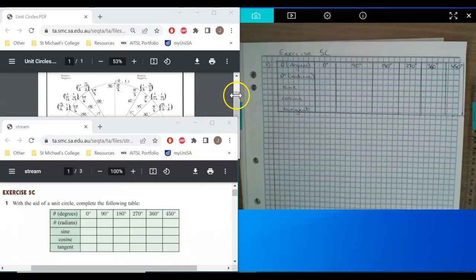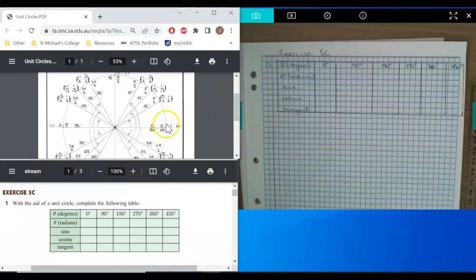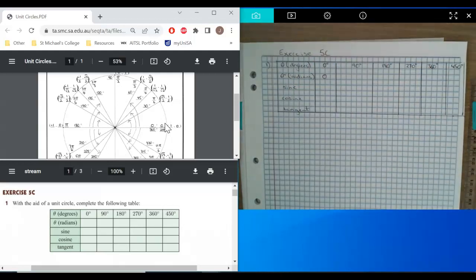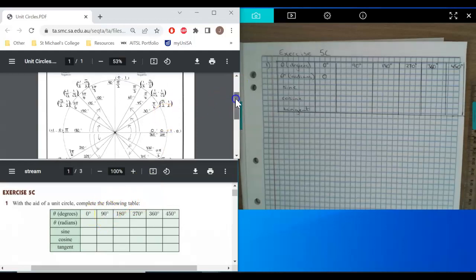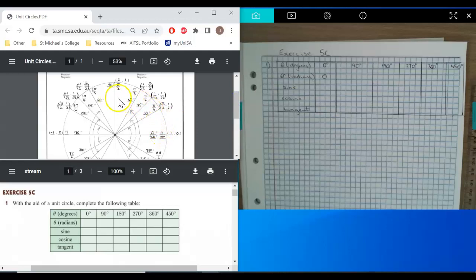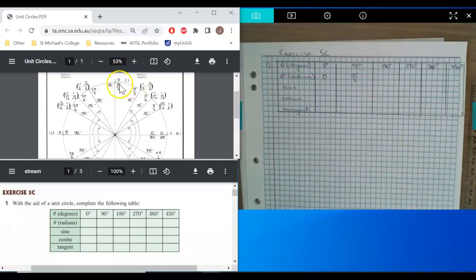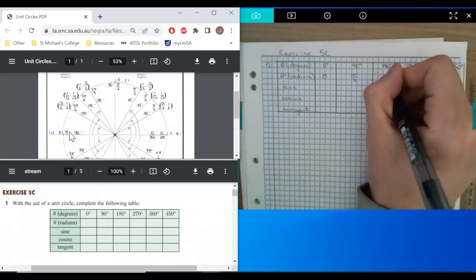So 0 degrees, we know that 0 degrees is at the positive x-axis. At 0 degrees the number of radians would be 0, because 0 radii have covered that part of the arc length. We go to 90 degrees, so we move up 90 degrees to here, and we know that 90 degrees can be written as pi on 2. Then 180 degrees, which is over here on the straight line, we know that's going to be pi radians.